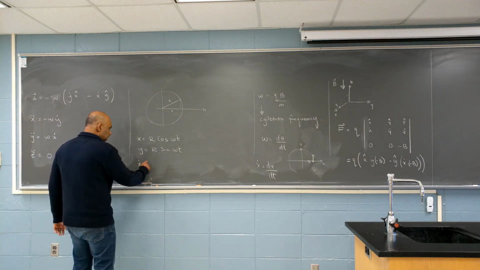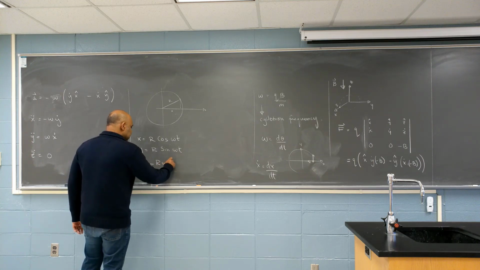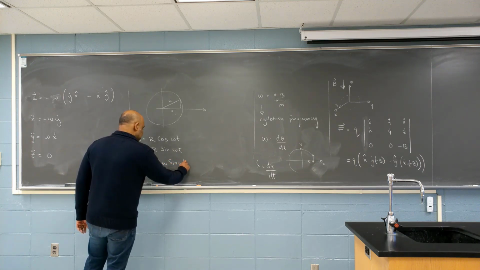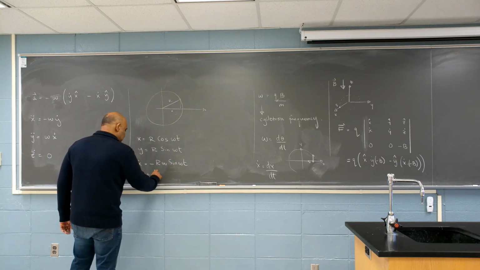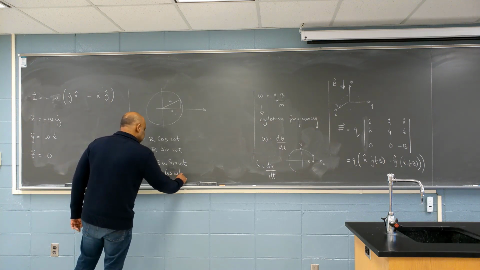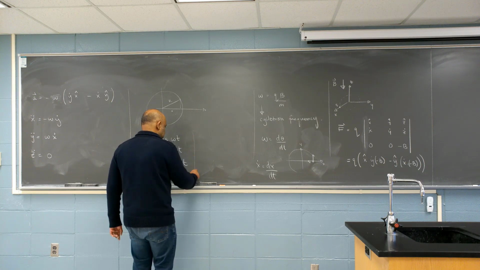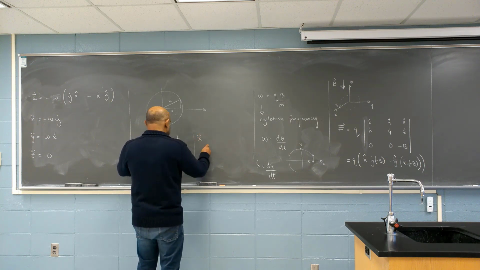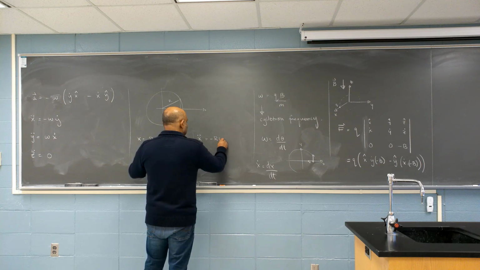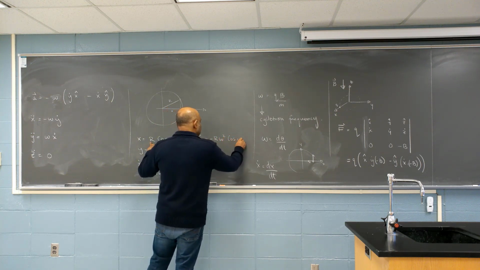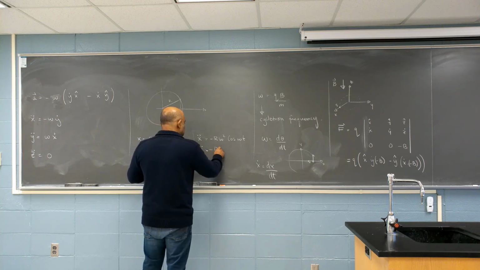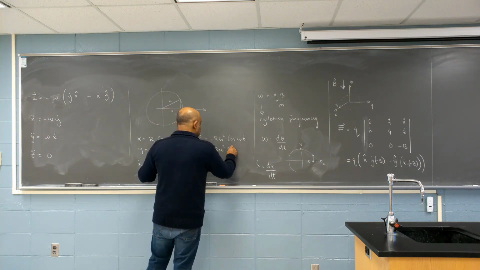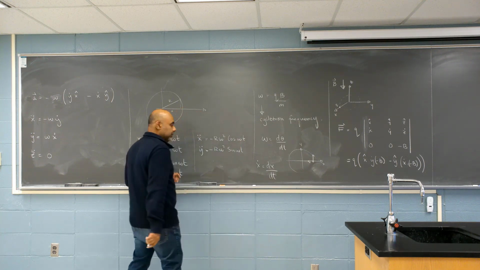x dot is going to be minus r omega sine omega t. Please let me know if I'm doing this correctly. Cosine, when you take the derivative, there's a negative sign. y dot is r omega cosine omega t, and then x double dot, I get minus r omega squared cosine omega t. y double dot is also minus r omega squared sine omega t.